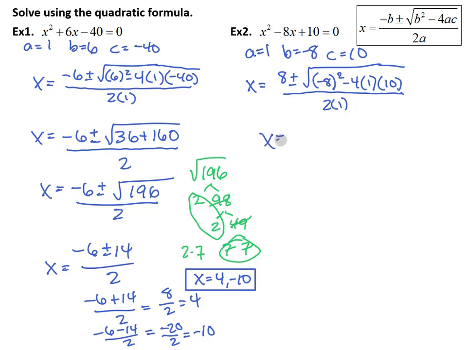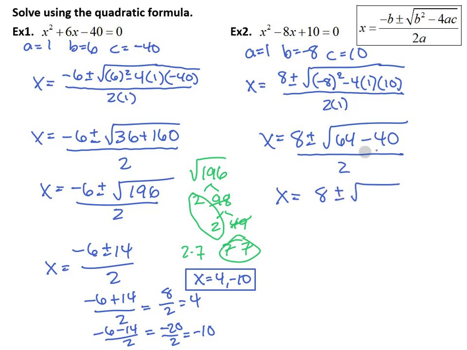Okay, so simplifying under the radical there, -8 squared is 64. And we can go ahead and multiply these three numbers together. -4 times 1 is -4, times 10 is -40. Go ahead and simplify the denominator as well. 2 times 1 is 2. Now we can subtract inside the radical. 64 minus 40 is 24, all over 2.